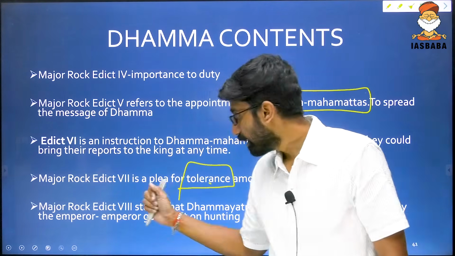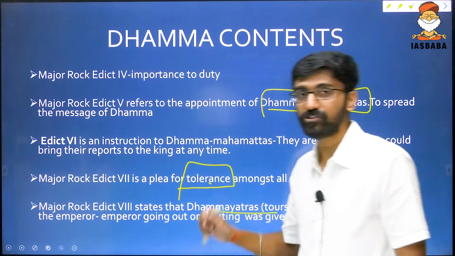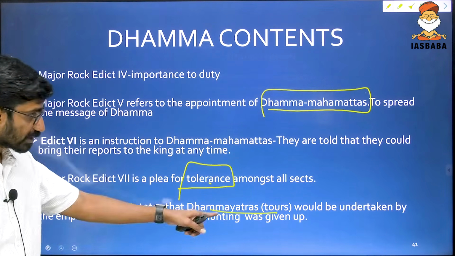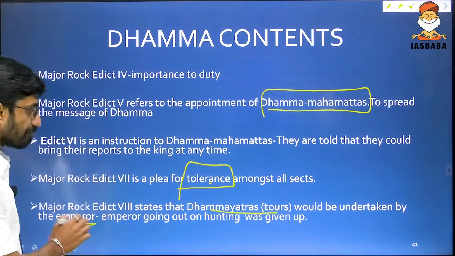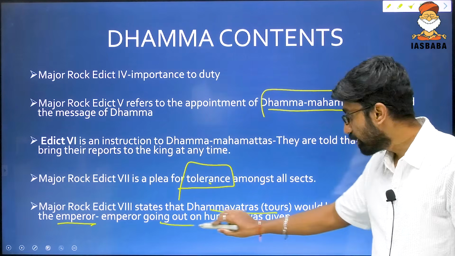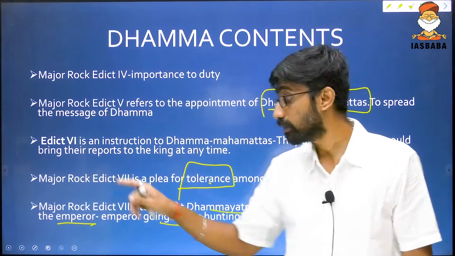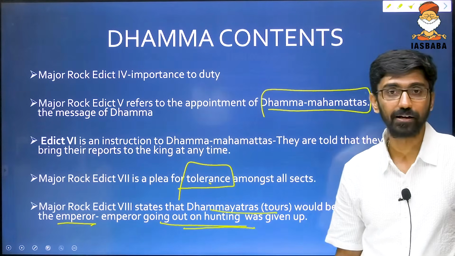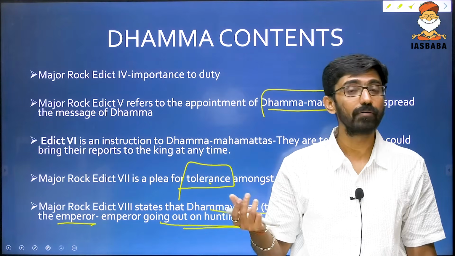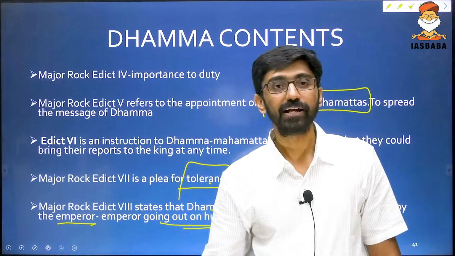And then, Rock Edict 8 talks about what? That Ashoka will be taking Dhamma Yatras. Now we appointed officials to spread the message. Now the king himself will take some kind of tours, the Dhamma Yatras, by the emperor himself to spread that message. And not just that, he started following his own policy that he talked about in the very first rock edict, which prohibits animal sacrifices. Now the emperor himself stopped going on hunting. He is leading from the front. A leader leads from the front. And this is Major Rock Edict 8.